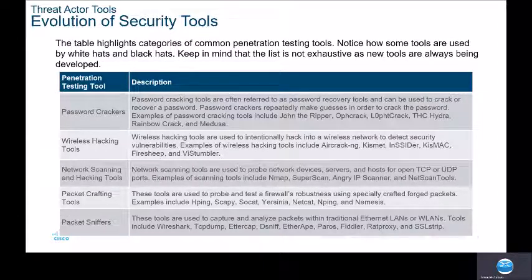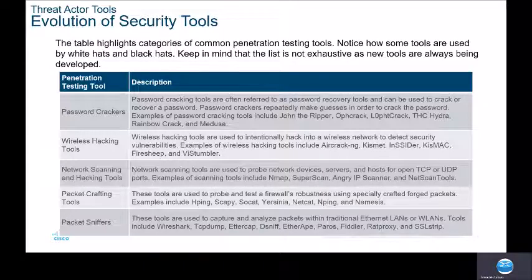All right, so password crackers. Password cracking tools are often referred to as password recovery tools, and can be used to crack or recover a password. Password crackers repeatedly make guesses in order to crack the password. Examples of password cracking tools include John the Ripper, Ophcrack, L0phtCrack, THC Hydra, RainbowCrack, and Medusa. Wireless hacking tools, of course, are used to intentionally hack into a wireless network to detect security vulnerabilities. Examples of these tools include Aircrack-ng, Kismet, InSSIDer, KisMAC, Firesheep, and Vistumbler.